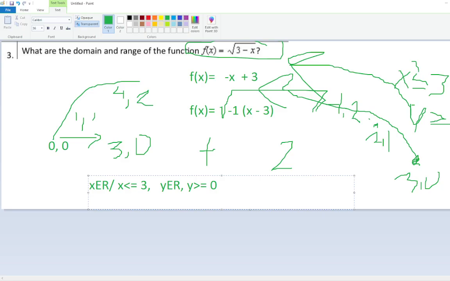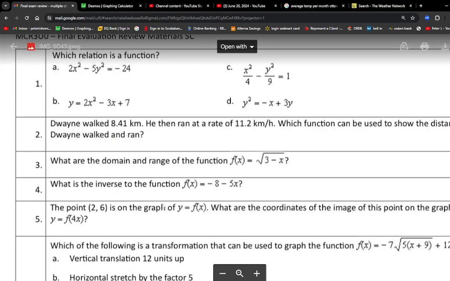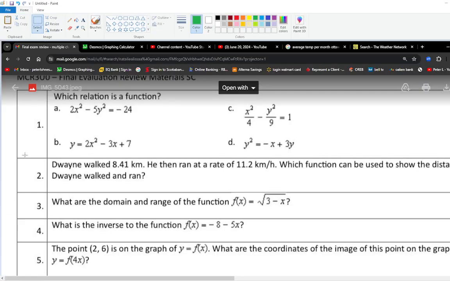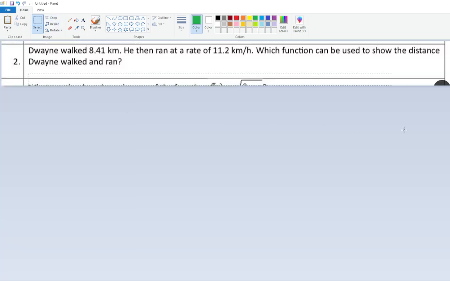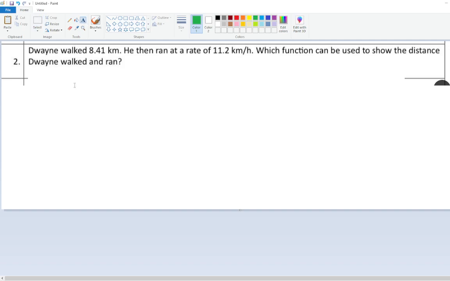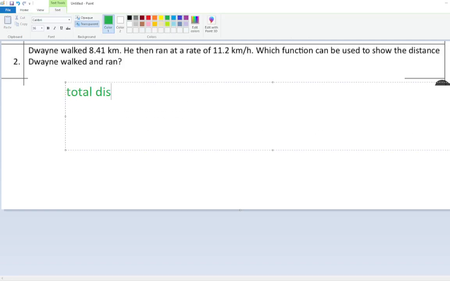Now we're going to go down to the last two, which are pretty simple. Dwayne walks 8.41 kilometers, and then he ran at a speed. So this is really mean, because I doubt many students understand how to convert speed to distance. But we know that at the very least, the total distance that Dwayne walks is his walking distance plus his running distance. And I want us to do a function that shows the distance he walked and ran, which is total distance. So they want it in distance.